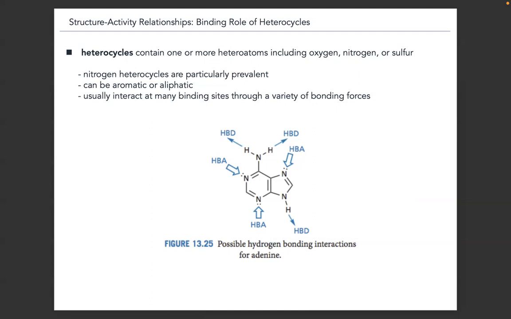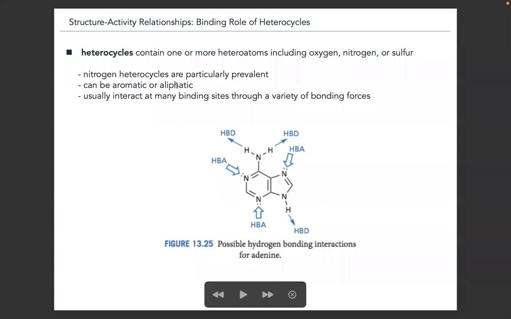Oftentimes, if you have a phenyl substituent on your molecule, you put a nitrogen in the ring. When creating libraries, they'll start to move that nitrogen to other locations in the ring to see what kind of effect that has. We'll talk a little bit about that as we move along. They can be aromatic or aliphatic. I would say a majority of them are actually aromatic. The aliphatic ones are usually seen in the context of peptide containing drugs, and that'll be a whole other cool section that we'll go through.